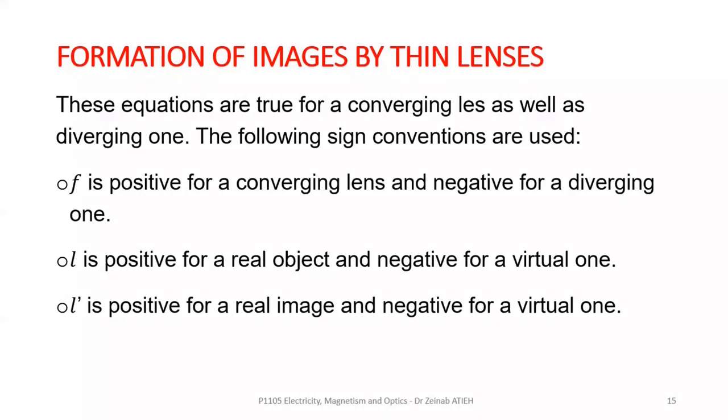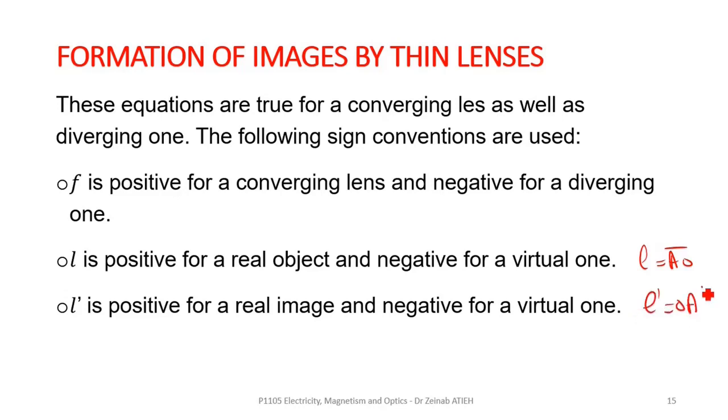The following sign conventions are used. So I've talked about that. F is positive for a converging lens, negative for a diverging lens. L is positive for a real object, negative for a virtual one. Don't forget, L is always AO. L prime is positive for a real image, and L prime is OA prime.